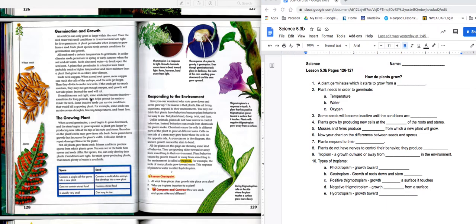If conditions are not right, some seeds may become inactive, sometimes for long periods. This helps protect the embryo inside the seed. Some inactive seeds can survive conditions that would kill a growing plant. For example, some seeds can survive severe droughts, freezing temperatures, and forest fires. Okay, so some seeds will become inactive until conditions are right.